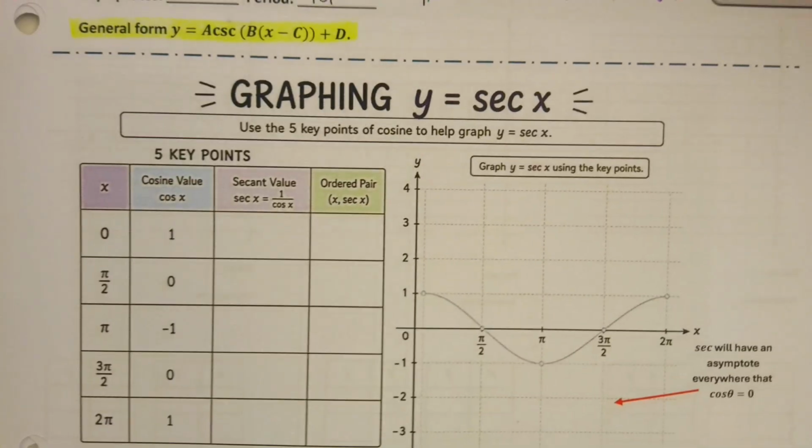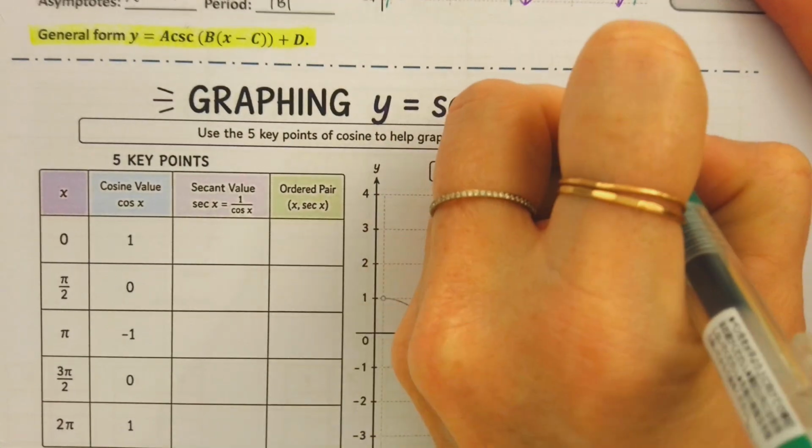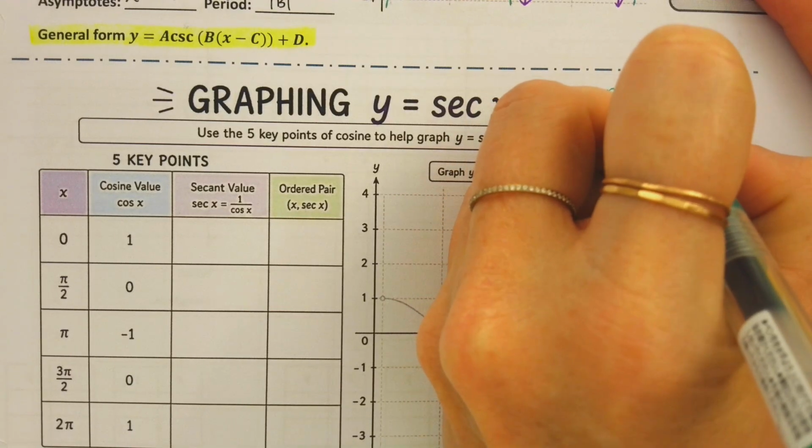All right, looking at cosecant, or not cosecant, excuse me, looking at secant. Secant is the reciprocal of cosine.